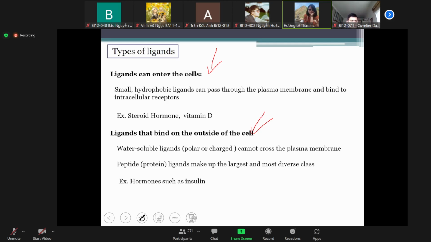We have two types of ligands: those that can enter the cells and those that bind outside the cell. You can see the characteristics of these ligands in the lecture about membrane transportation, right? If they have the characteristic of a compound that can cross the cell membrane, the ligand can enter the cells. And if they have the characteristic of a compound that cannot cross the cell membrane, they bind on the outside of the cell.